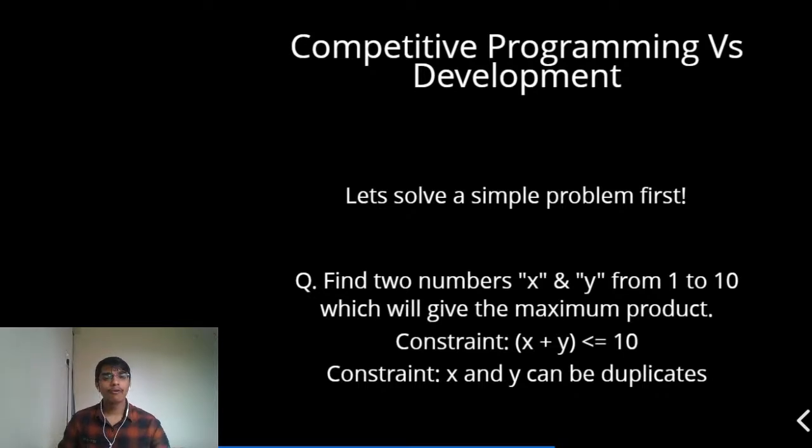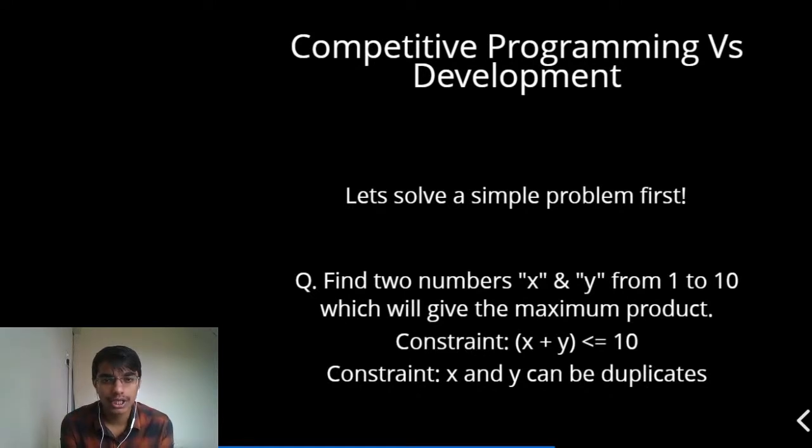So you might have heard, what is dynamic programming? Most of the people, even in second and third year, even today, have fear of this subject. So I'm going to tell you the difference, and how balanced there should be between competitive programming and development. Along with this, you are going to learn one subpart of dynamic programming as well. So let's solve a simple problem first.